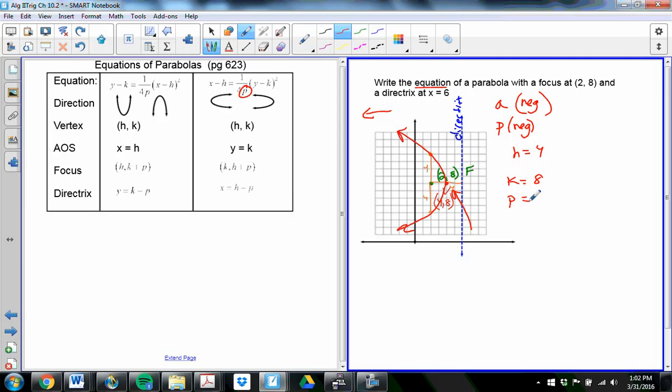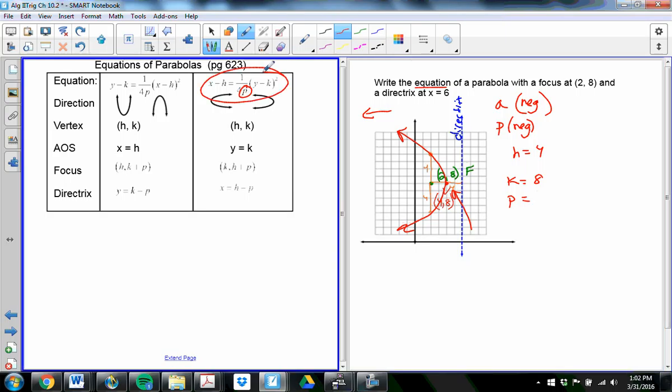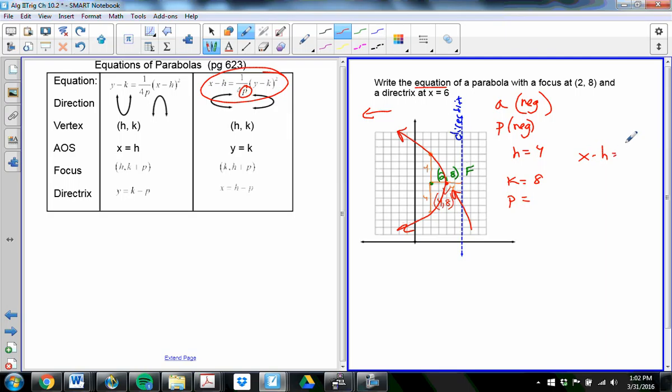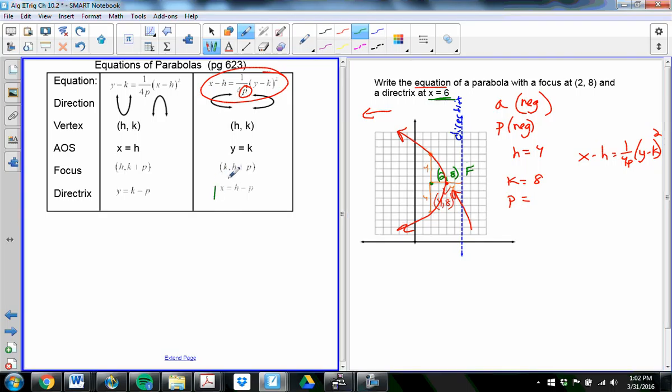So now I just have to find p. And I know I'm doing this equation here. So I'm doing x minus h equals 1 over 4p times y minus k squared. Well, finding p now is actually pretty simple. For example, they told me the directrix was at the line x equals 6.